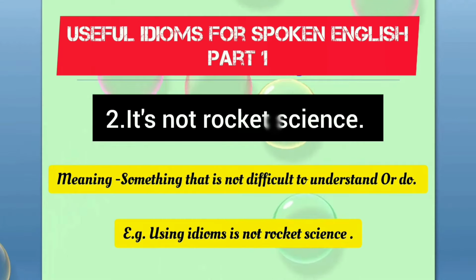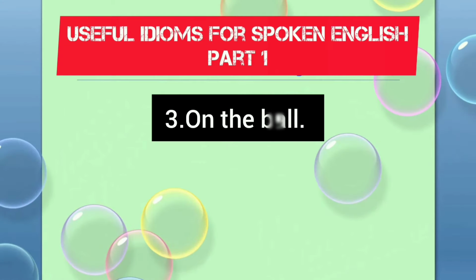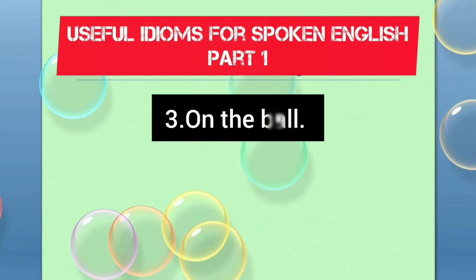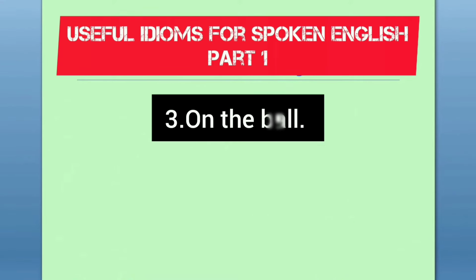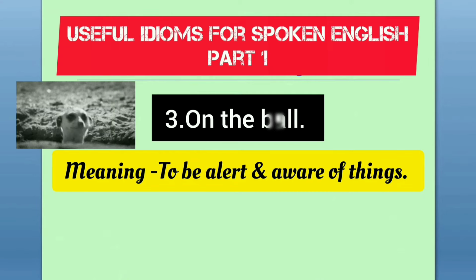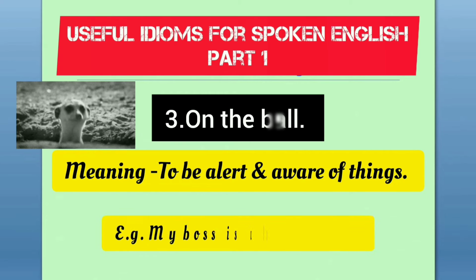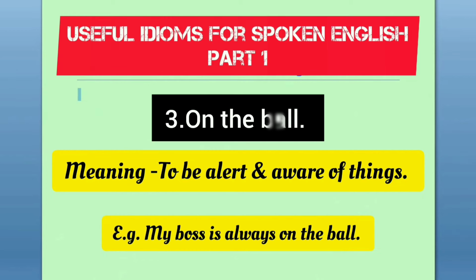So let's turn our attention towards the third idiom for today, that is on the ball. On the ball, this is a very useful one in your everyday English conversation. It means to be alert and aware of things. So when you're alert and aware about the things, then it's called to be on the ball. Let's see how to use this. As you see the example, my boss is always on the ball. Okay, so like this way you can use this idiom, right?